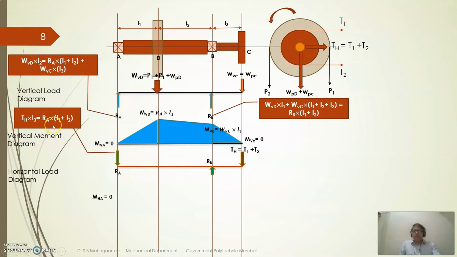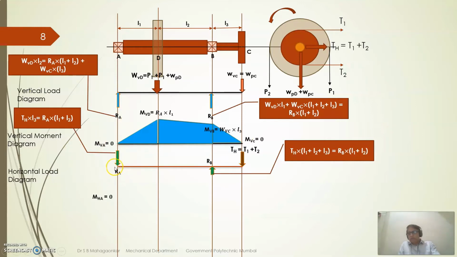So taking this, I can get what is RA, and similarly RA plus TH is equal to RB. From that also I can get what is RB, or else you take the moment about A. So taking moment about A, what you will get is RB into this distance, anti-clockwise, RB into L1 plus L2, is equal to TH into L1 plus L2 plus L3. So taking that value, I can get the RB value.